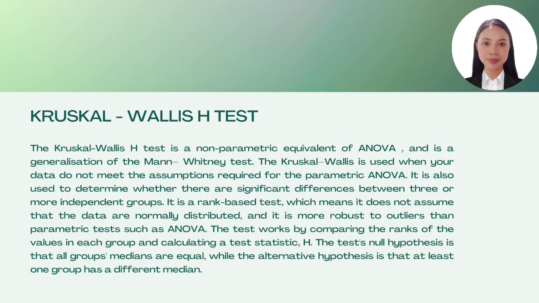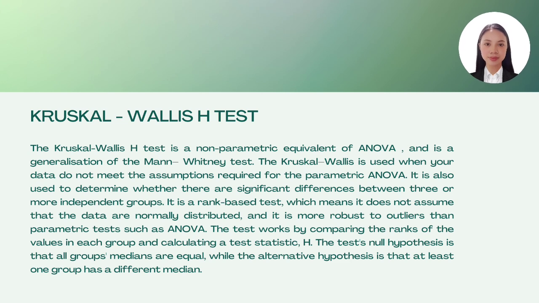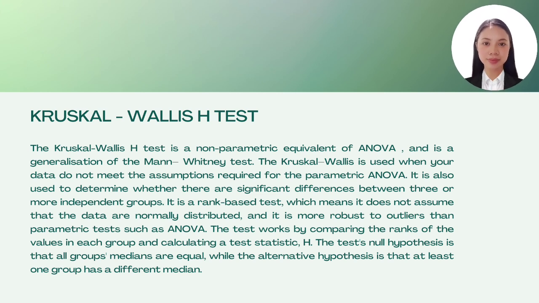Let us define what the Kruskal-Wallis H-test is. The Kruskal-Wallis H-test is a way of comparing three or more groups to see if they are different. It is used when your data do not meet certain assumptions required for another type of test called ANOVA. Instead of assuming that the data is normally distributed, the Kruskal-Wallis test looks at the ranks of the values in each group. This makes the test more robust to outliers, which are values that are very different from the others. The test compares the medians of each group to see if they are equal. If they are not, it suggests that at least one of the groups is different from the others.